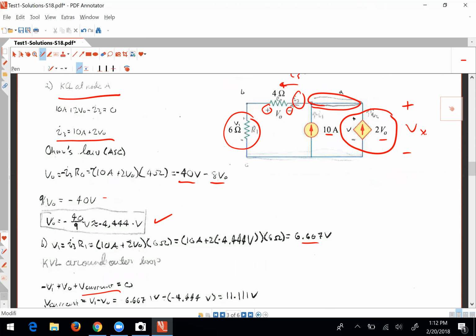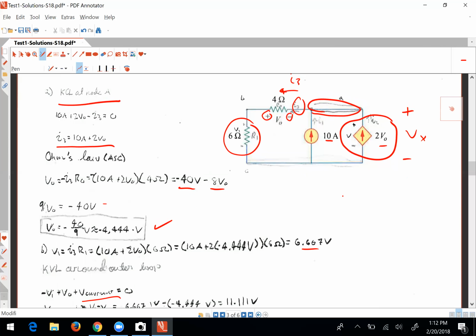You don't know what that is. That's an unknown. You don't know the voltage drop across the current source. The voltage drop across the current source is most definitely not V0, as a lot of people actually did. It's not V0. That is a current source that's controlled by V0. It's pumping out V0 of current, but the voltage is unknown. So you have to find the voltage using KVL.